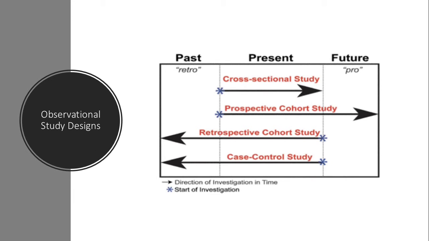All right, now we're going to talk about observational study designs. The four types that we have are cross-sectional studies, prospective cohort studies, retrospective cohort studies, and case control studies. Now, these are on the lower level of the hierarchy of evidence, or the pyramid hierarchy. So it's lower level evidence, so it's a little bit more prone to bias. And the way they define these is sometimes also by the direction of investigation in time.